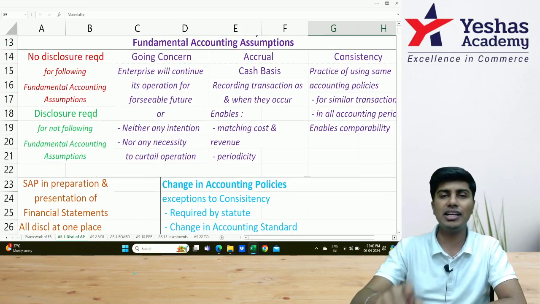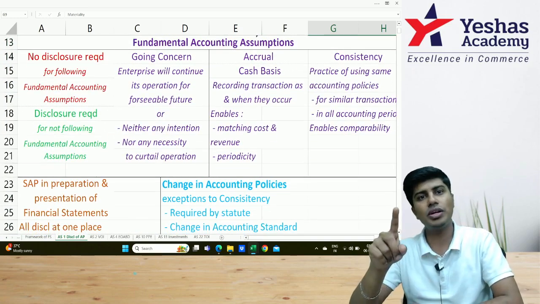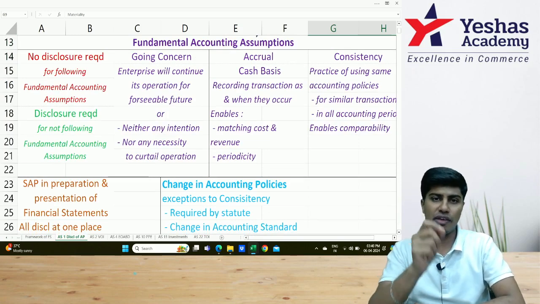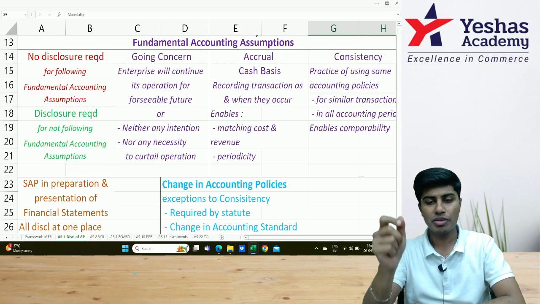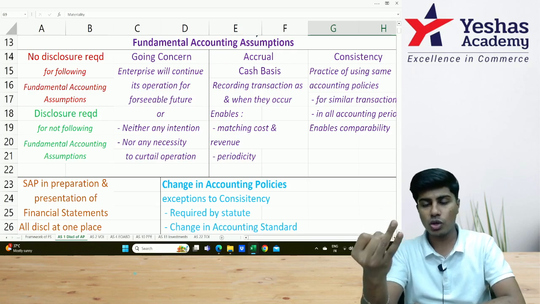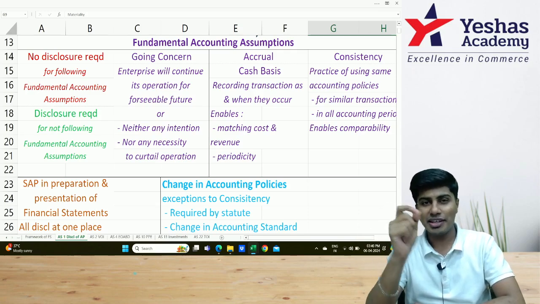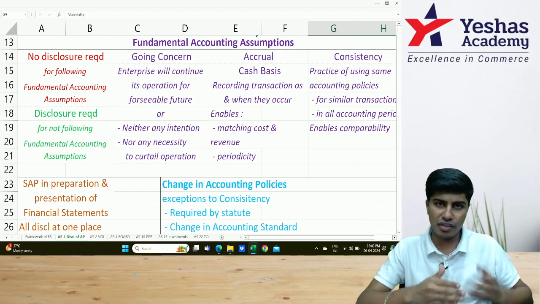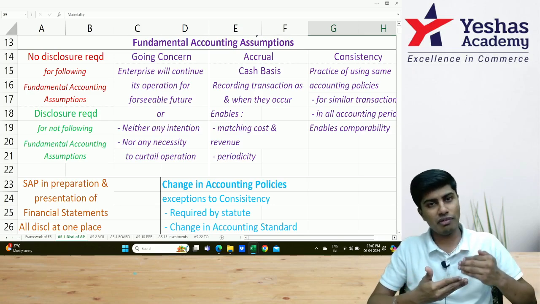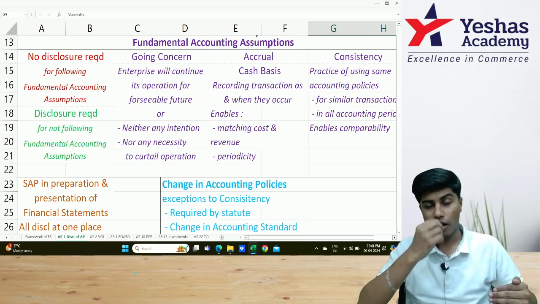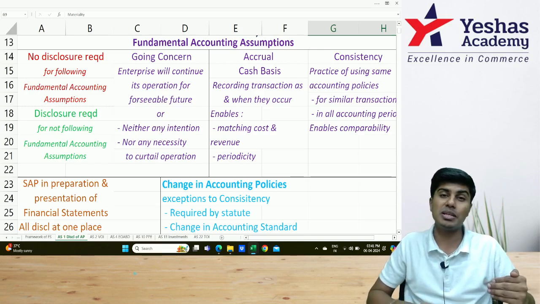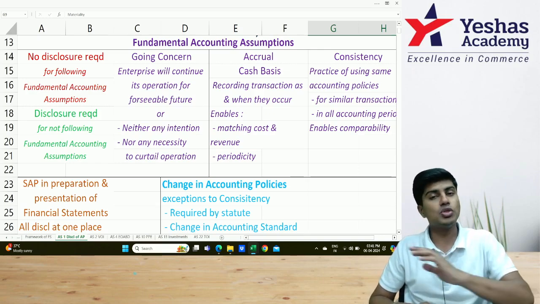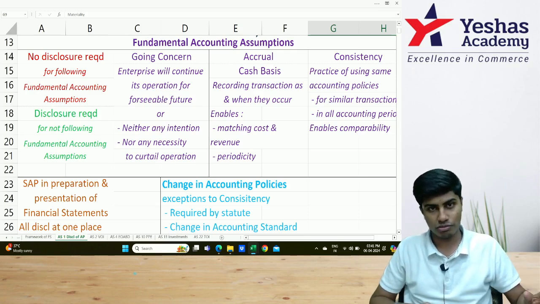Next, there are certain assumptions given under accounting standard 1 which are called as fundamental accounting assumptions. These are going concern, accrual, and consistency. The reason why these are called as fundamental accounting assumptions is whenever we follow going concern, whenever we follow accrual system of accounting, or whenever our accounting policies and principles are consistent, there is no need for any separate disclosure.